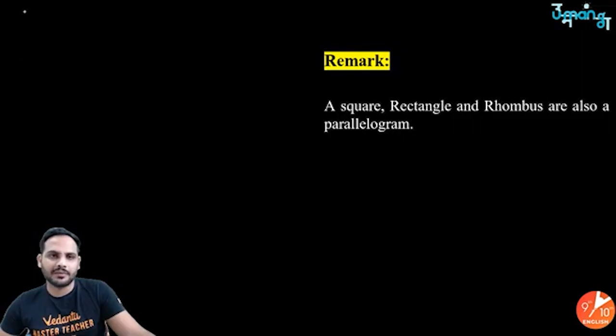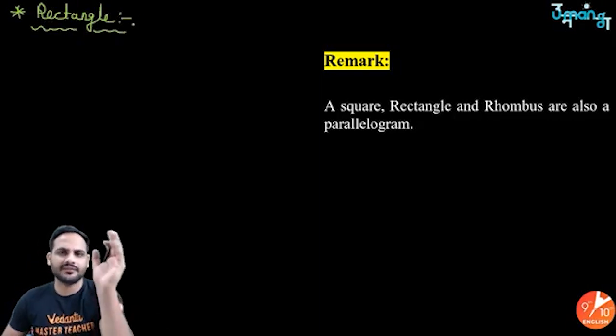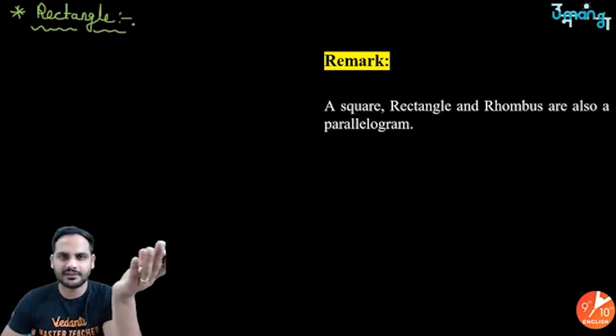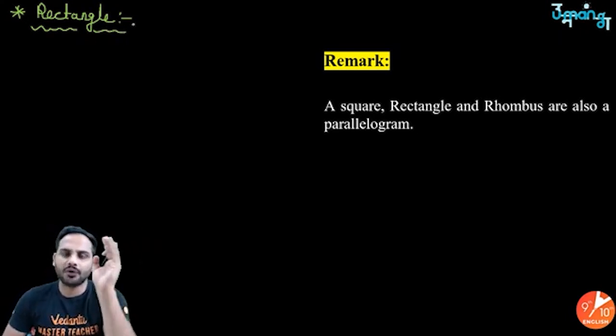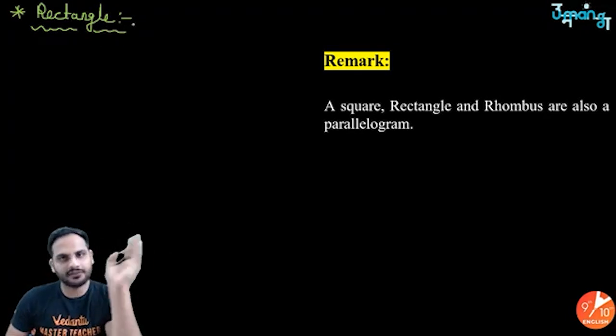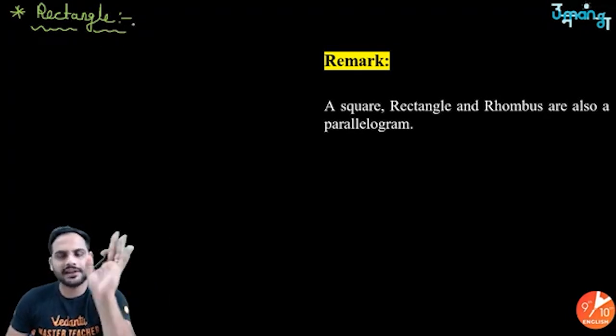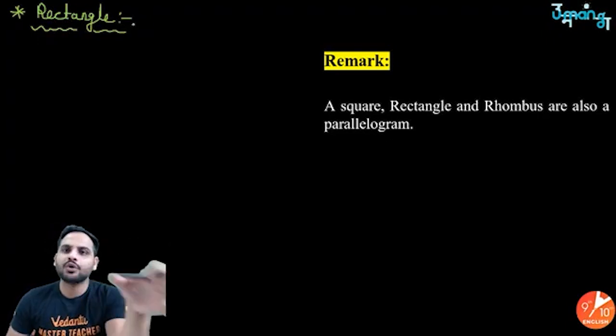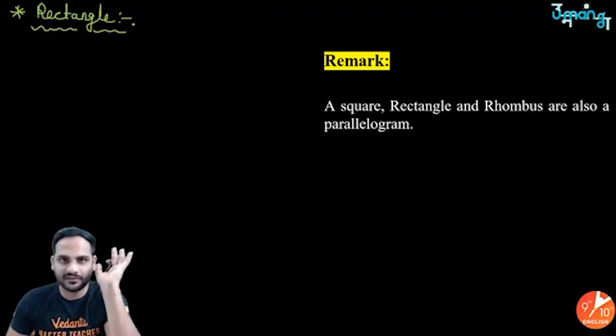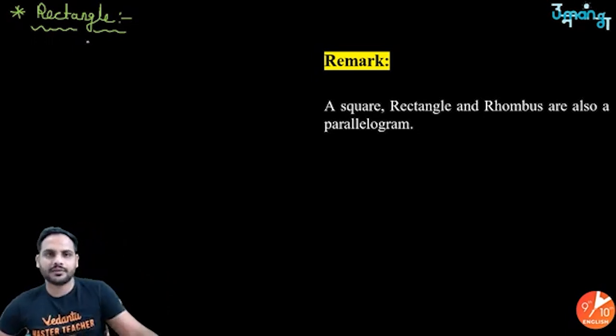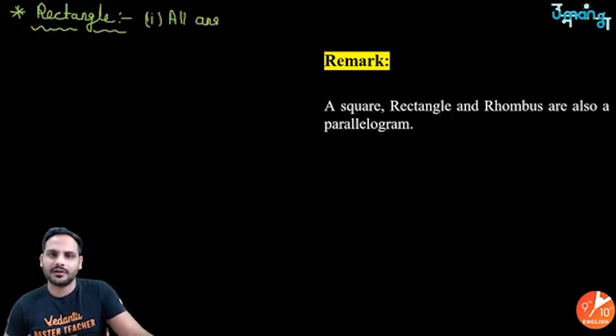So first let's discuss the rectangle. The extra properties of the rectangle. Look, I have told you the definition itself: a rectangle is a parallelogram in which all angles are right angles. So one thing you know is that in a rectangle all the angles are right angles. In a parallelogram only opposite angles are equal. In a rectangle all angles are equal, by definition.